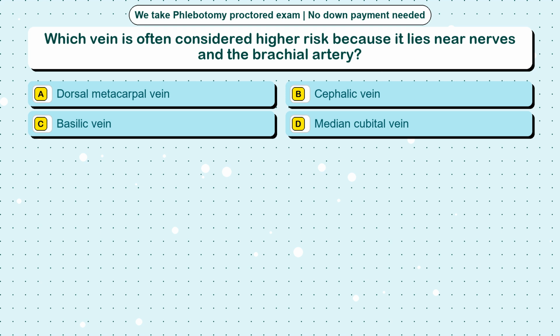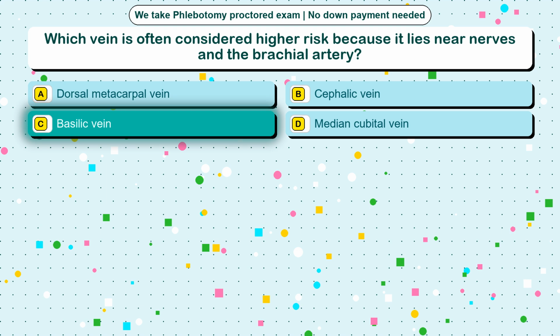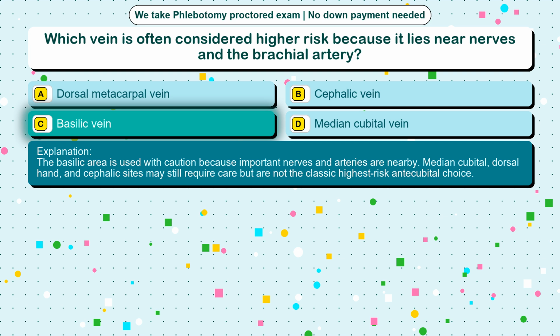Option A. Dorsal metacarpal vein. Option B. Cephalic vein. Option C. Basilic vein. Option D. Median cubital vein. The correct answer is option C. Basilic vein. The basilic area is used with caution because important nerves and arteries are nearby. Median cubital, dorsal hand, and cephalic sites may still require care but are not the classic highest-risk antecubital choice.